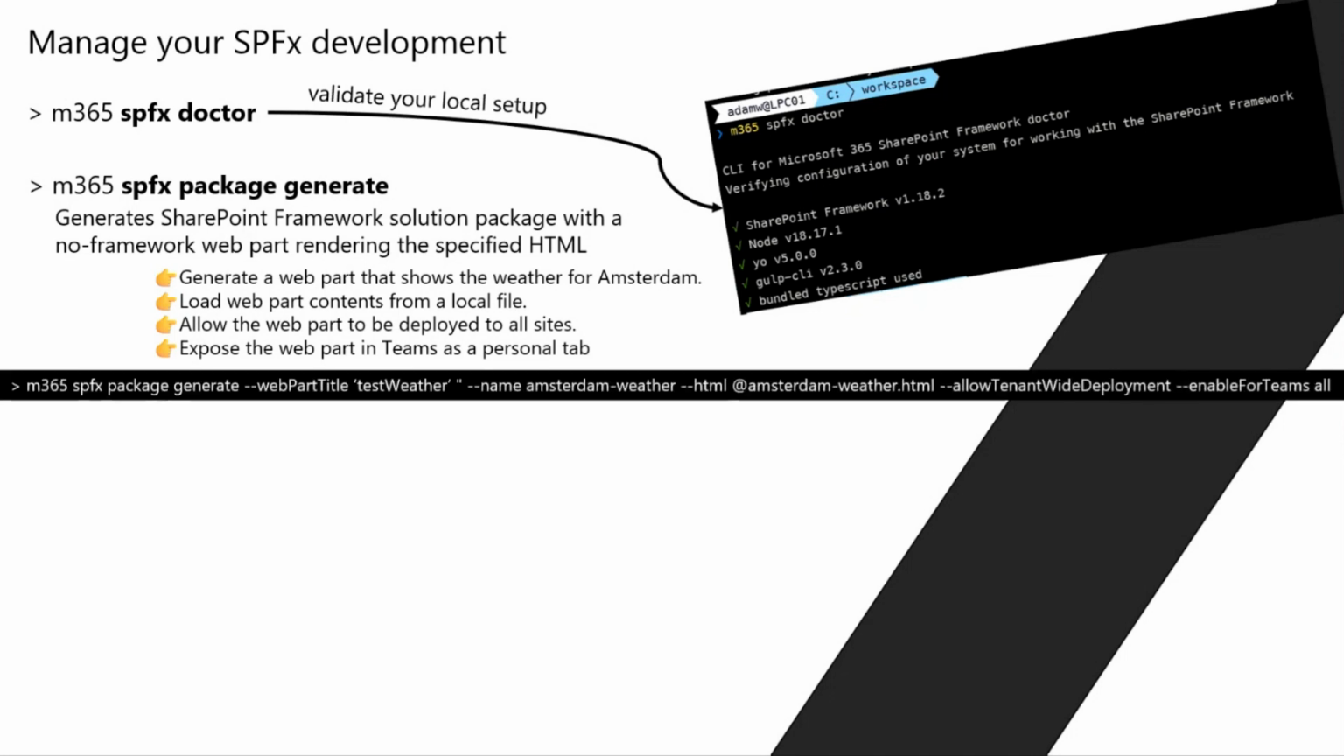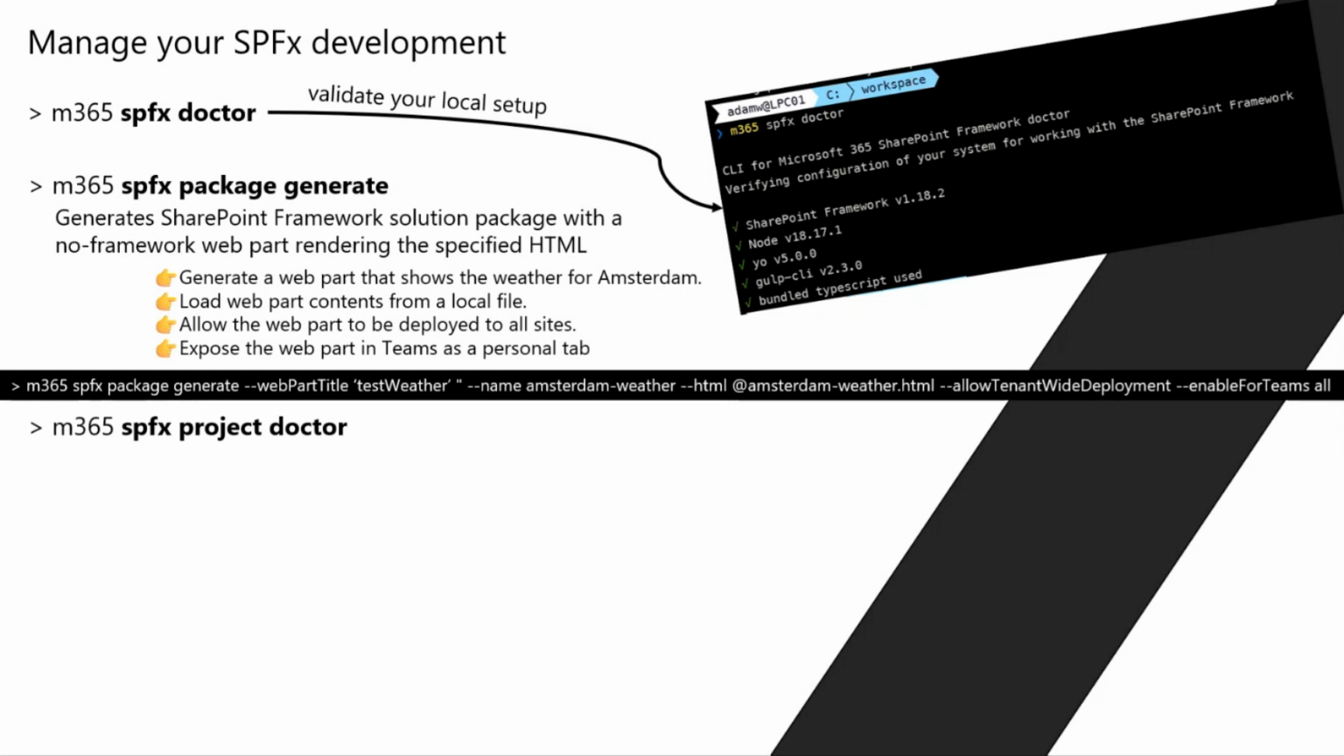Well, with CLI, you can do it in a single line. Yeah, in a single line, and this is actually this line where you inject the HTML in the HTML option from a separate file, and you just pass the allow tenant-wide deployment and enable it for Teams. And that's all. And it will give you a package ready to be deployed.